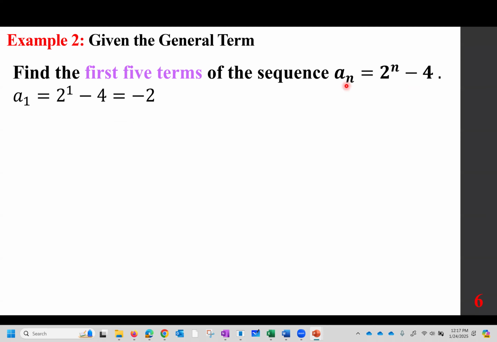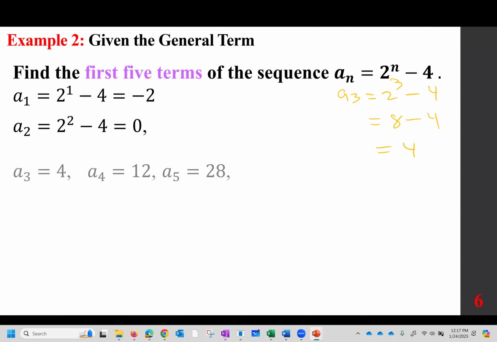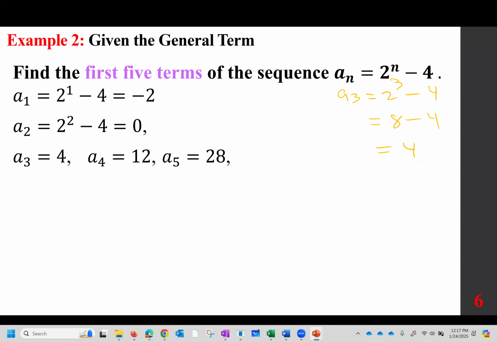If we want the second one, we replace the n with 2, everybody. So a sub 2 is 2 squared minus 4, which is 0. A sub 3, 2 cubed minus 4. And you can figure out the rest. I highly recommend you try them on your own.